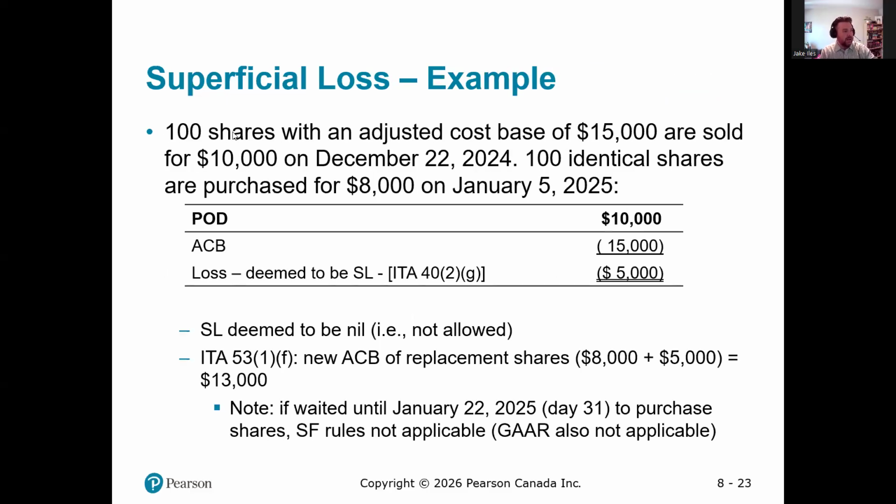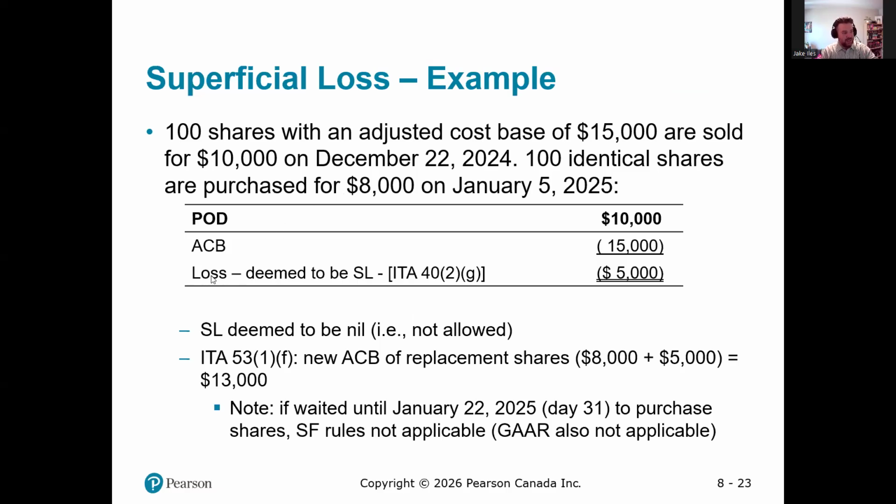So an example of this: 100 shares were bought for $15,000, sold for $10,000. We have a loss. On December 22nd, on January 5th, so that's only a couple weeks later, we bought back 100 identical shares for $8,000.